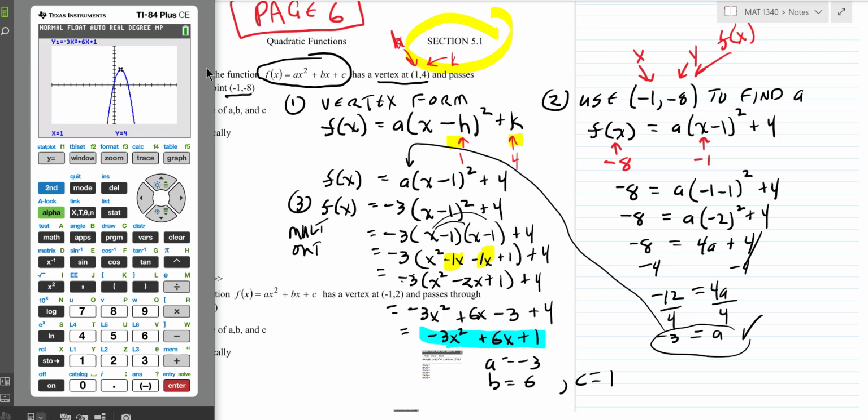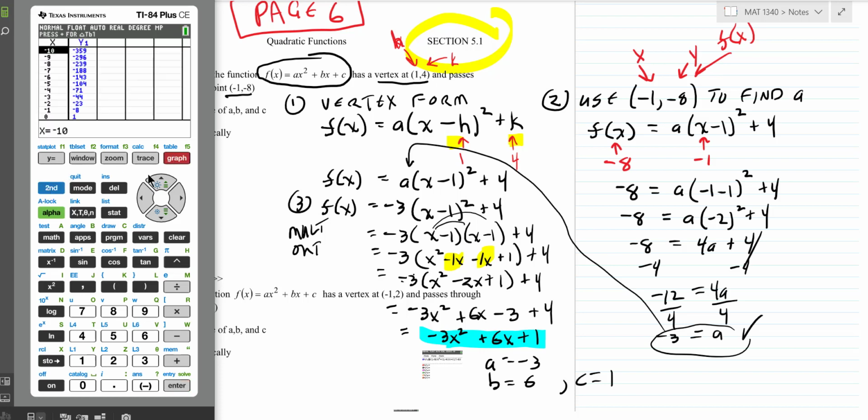That's not enough though, you also need to trace at negative 1. So if you type trace negative 1, we need to see that the point negative 1, negative 8 is on the graph also. So that's one way to do it. The other way you can do this is you can go to your table of values and just see if those points are on there. So notice on here we've got negative 1, 8. That's there. You can see it. There's 1, 4. Boom, we're right.